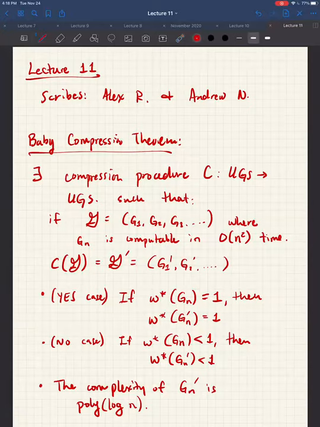So it looks very similar to the compression theorem we discussed last time, but there are a few differences. One, we no longer talk about this entanglement lower bound, just because we want to keep things simple. Another crucial difference is that we just basically want to preserve in this compression whether the original game had quantum value 1 or not. So the yes case is value 1 and the no case is value less than 1. Hopefully that makes sense and looks familiar.